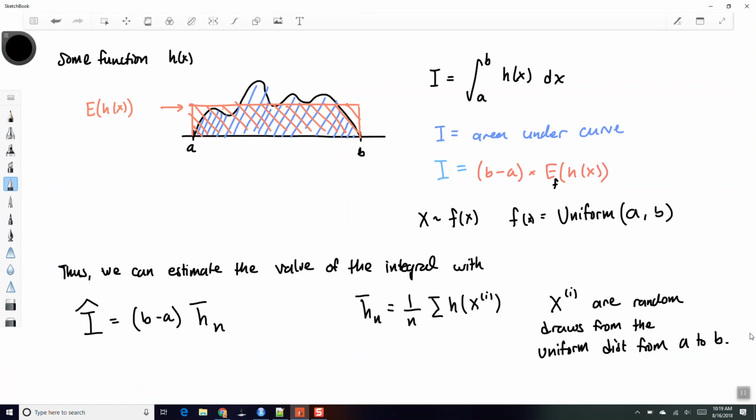Right. Is this okay? Okay, so I mean, we'll just do a simple example.